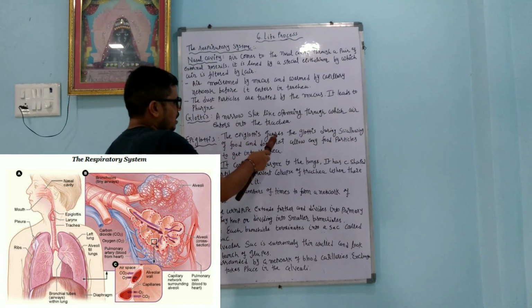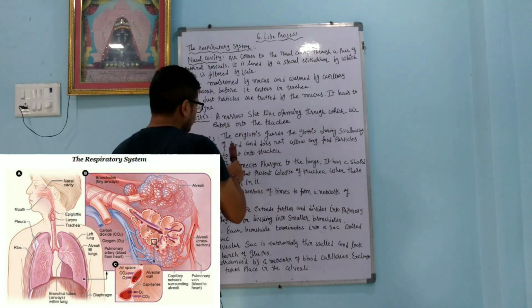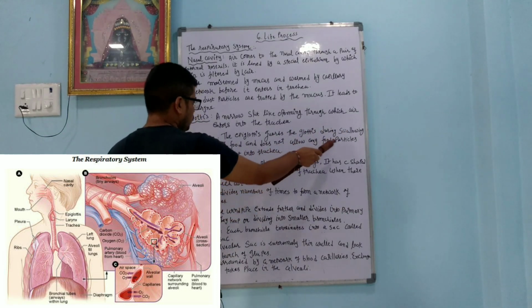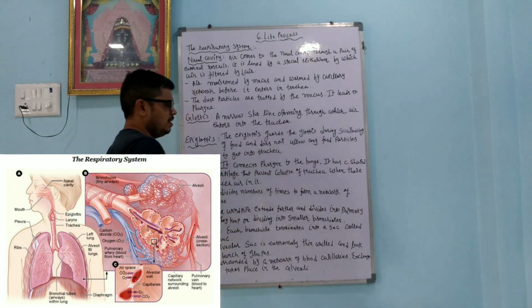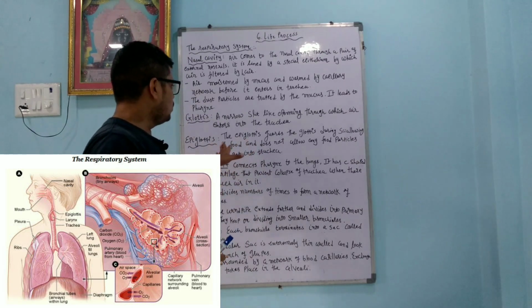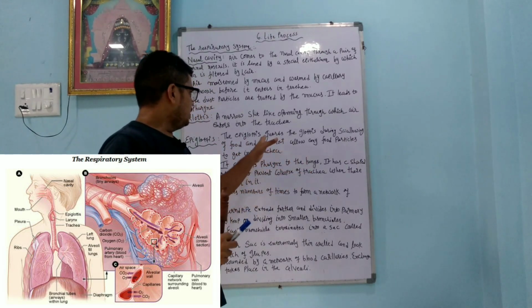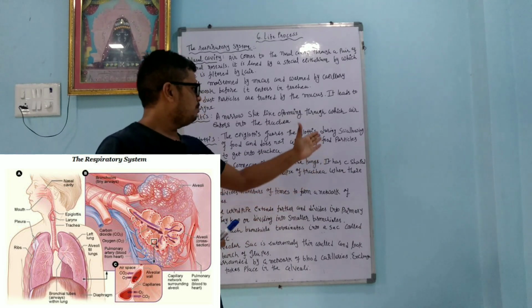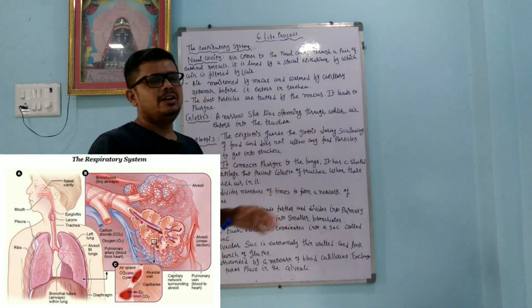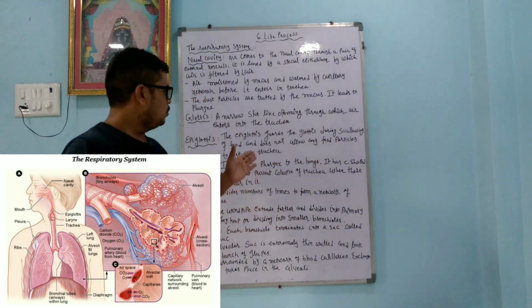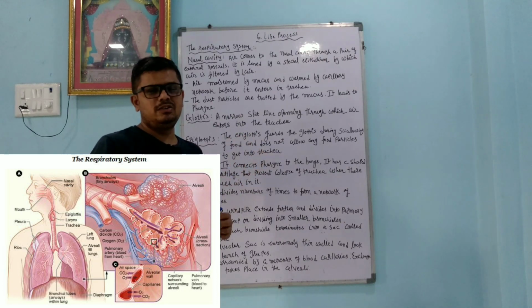Epiglottis: the epiglottis guards the glottis during the swallowing of food and does not allow any food particles to get into the trachea. So what is the function of the epiglottis? It guards the glottis during the swallowing of food and does not allow the food particles to go inside the trachea.